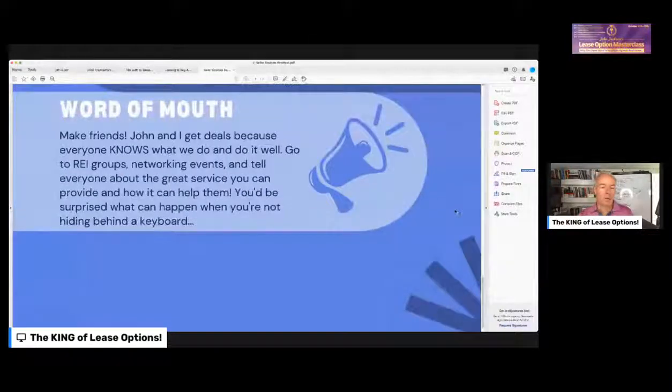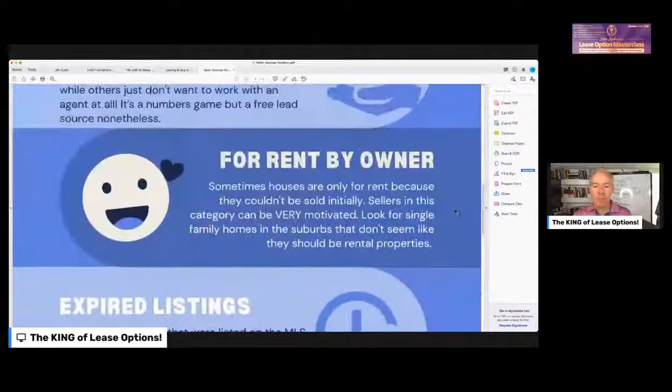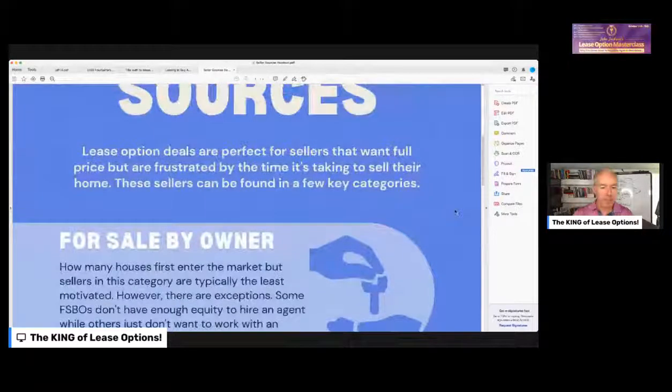And then word of mouth, of course, and real estate groups. You befriend wholesalers and tell them you'll pay them for their dead leads or their low equity leads, and you become their best friend. So this is a nice little document that Joe put together for you all. And again, this is already in the VIP section.